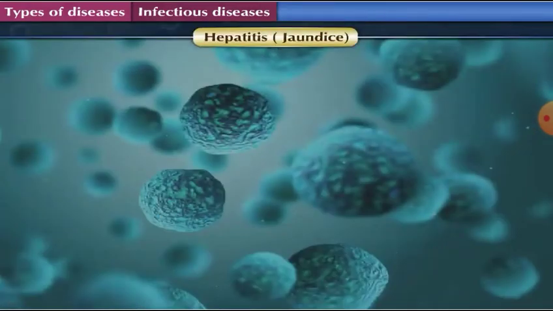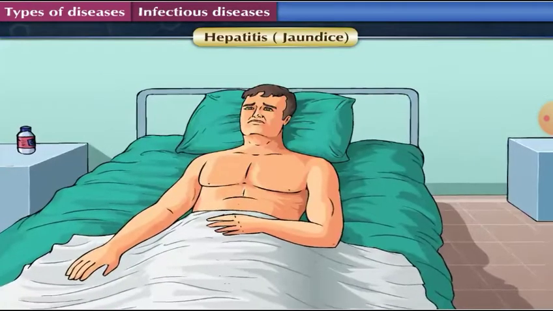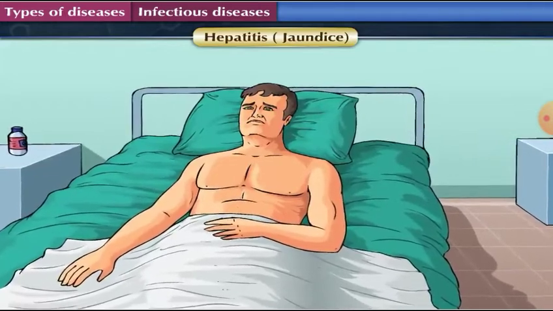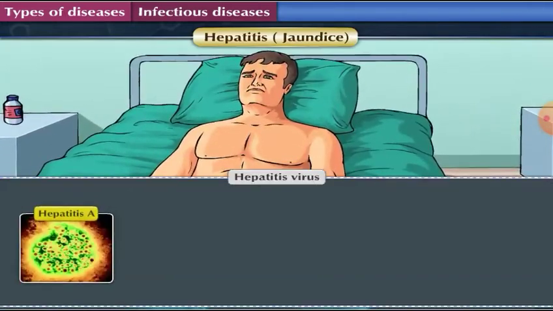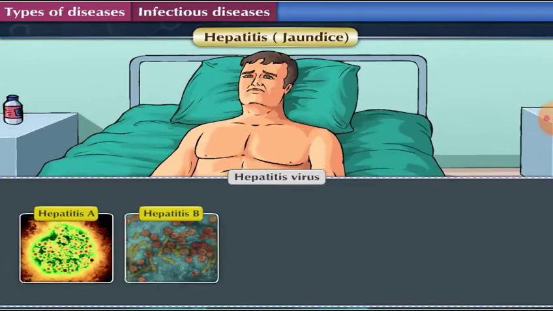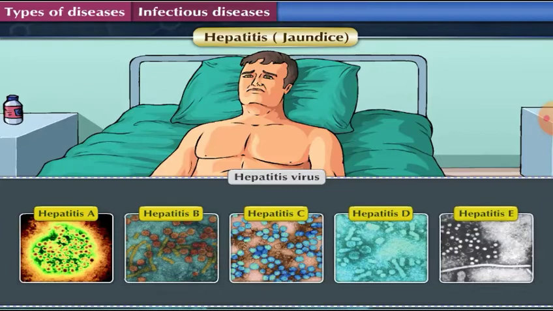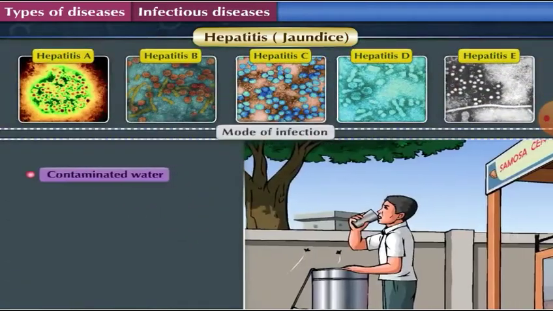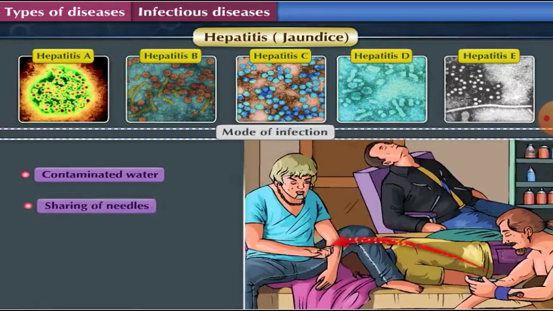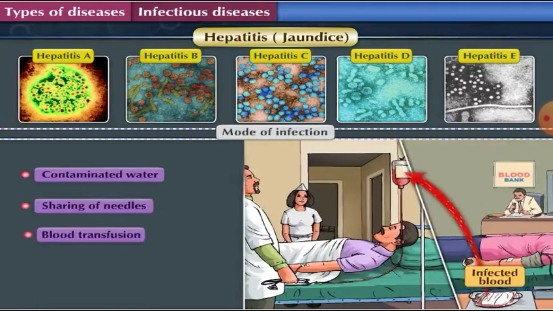Hepatitis or jaundice. Hepatitis is caused by 5 types of viruses: hepatitis virus A, B, C, D, and E. These viruses spread through contaminated water, sharing of needles, and by blood transfusion.